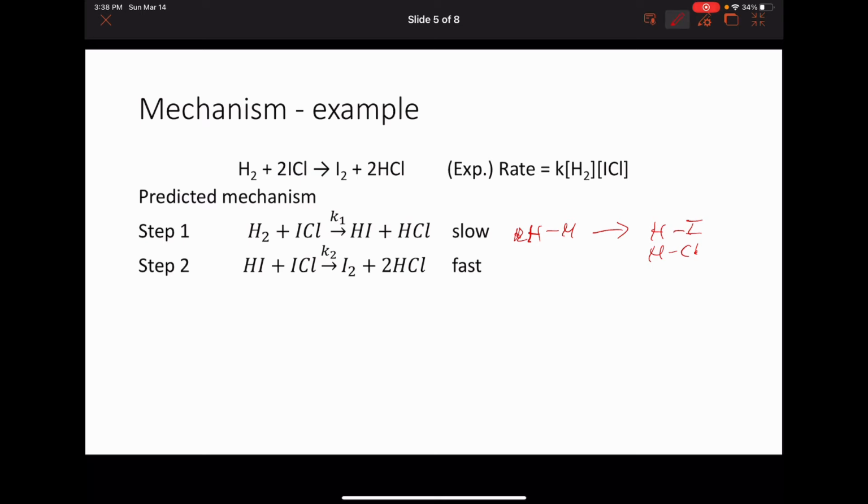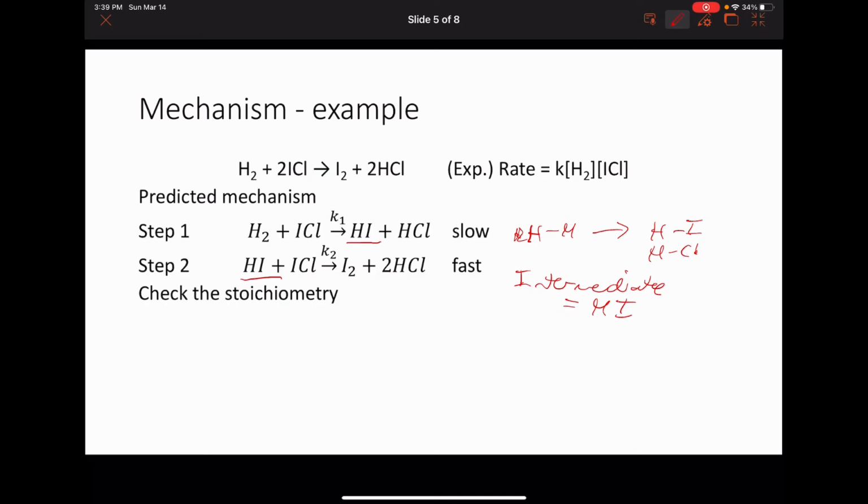All right, and then in the second step we have HI reacting with ICl, going to our product I2 and HCl. Okay, so what we have is we are forming an intermediate that is HI that is then going away in the second step.